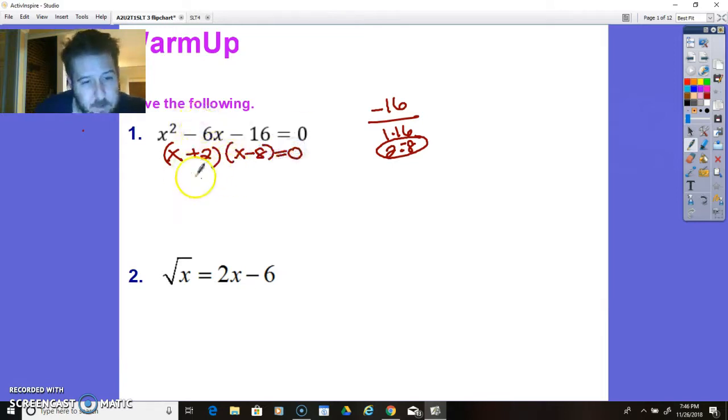Now I can solve them by setting both of them equal to 0 and solving. And there's your answers, negative 2 and positive 8.